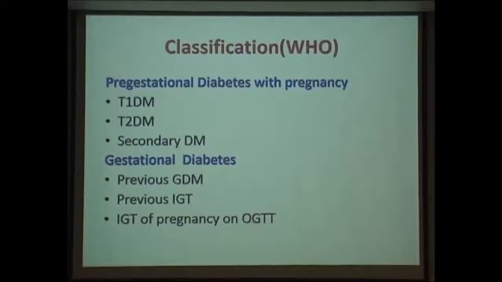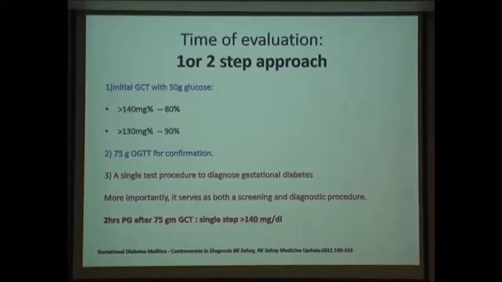Now gestational diabetes is a recurring disease. So in every pregnancy the patient might have gestational diabetes, and then you have either previous gestational diabetes or previous impaired glucose tolerance of pregnancy on oral glucose tolerance test. So any patient who has had gestational diabetes needs a keen follow-up during the subsequent period and pregnancy. Now initially we followed this one-step and two-step approach.